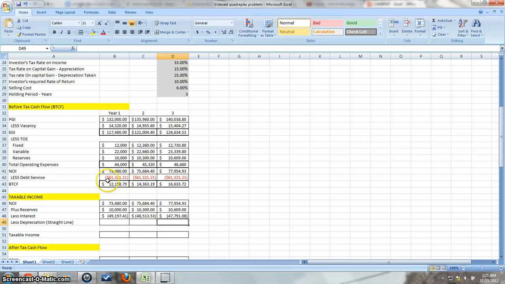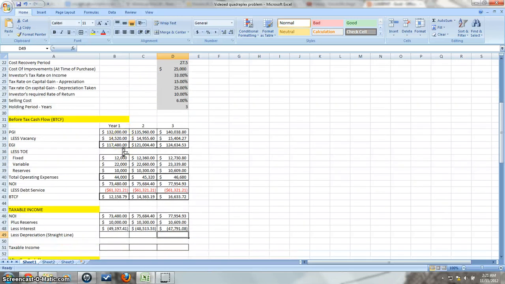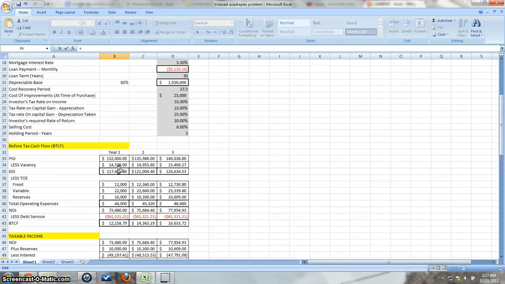Otherwise, it's always going to be that 61,321.21 cents value that you're paying each year on the loan, and $5,110.10 a month paid on the loan.